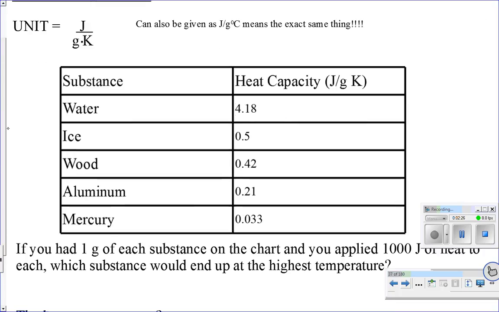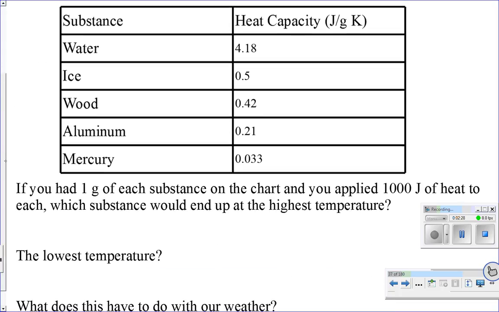I've given you some examples of some specific heat capacities for some common substances. Water has a very high specific heat capacity of 4.18 joules per gram Kelvin or joules per gram degree Celsius. What that actually tells me is in order to change the temperature of a sample of water, each gram to go up 1 degree has to have 4.18 joules of heat energy added to it.